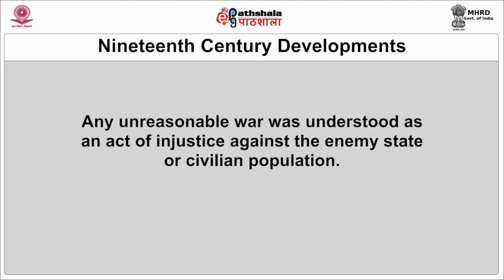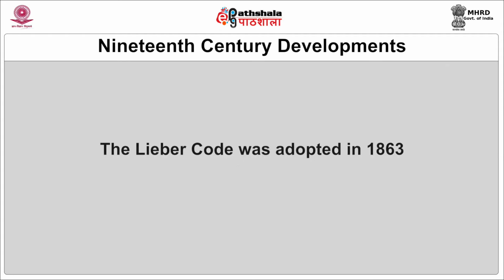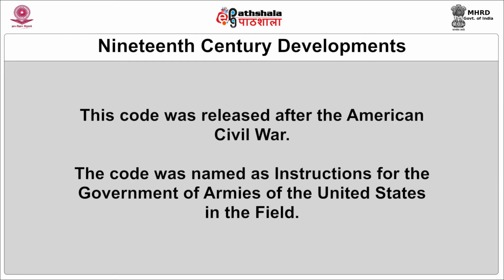Jeremy Bentham and James Mill worked on essays separately advocating the application of a universal international code. The Lieber Code was adopted in 1863. This code was released after the American Civil War, and it was named Instructions for the Government of Armies of the United States in the Field. The code was formed to set out some guidelines of military conduct by US armed forces.